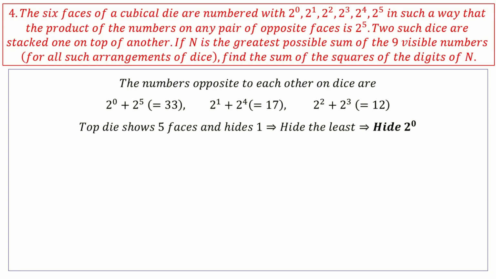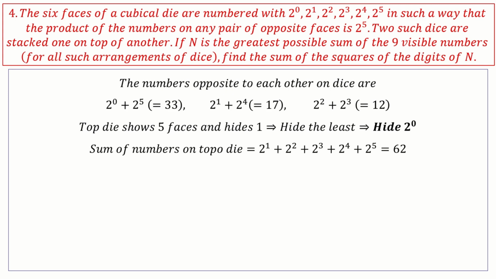The least one is 2 to the power of 0, so I will hide the 2 to the power of 0. So the total on the top die is nothing but 2 to the power of 1 plus 2 to the power of 2 plus 2 to the power of 3 plus 2 to the power of 4 plus 2 to the power of 5, which is nothing but 62. So this is on my top die.